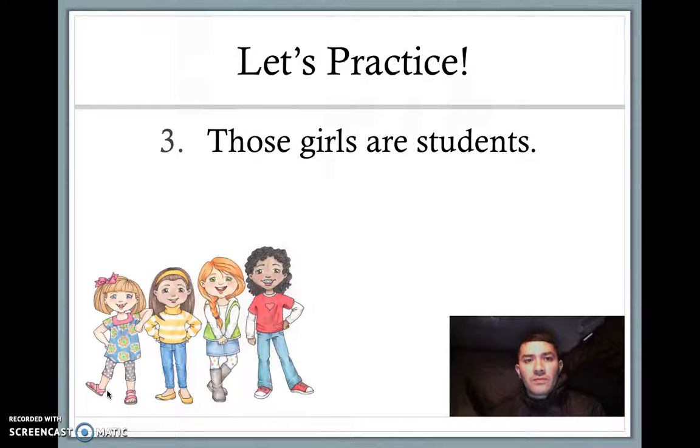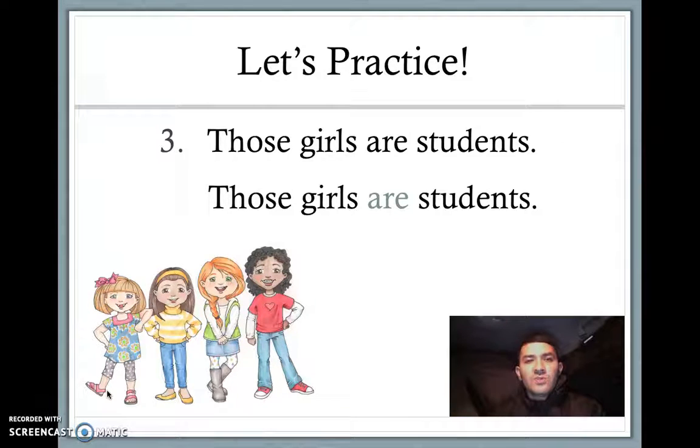Number 3, those girls are students. Alright, let's see what you got. You should have chosen the word are. The linking verb are connects the subject, those girls, to the noun students. So the girls equals students.